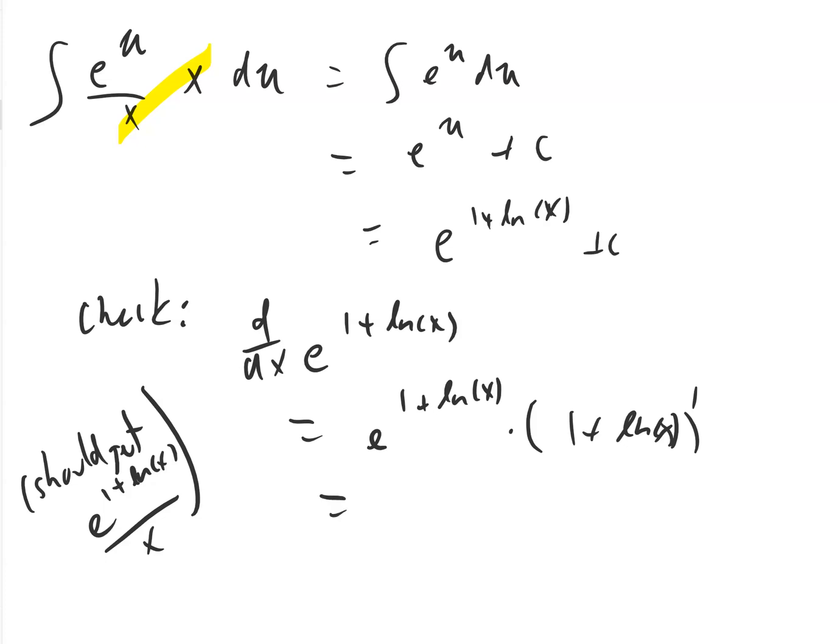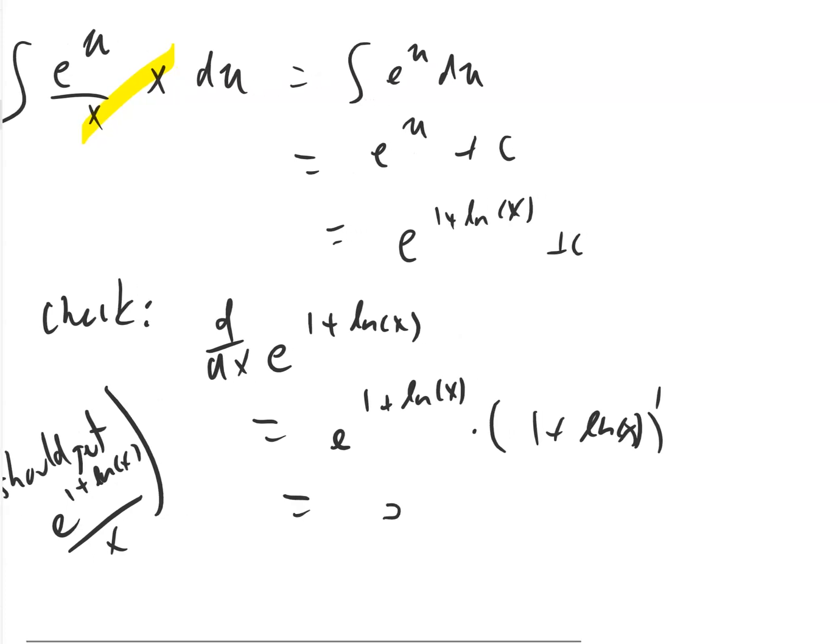All right, and what's the derivative of 1 plus natural log of x? This would be 0 plus 1 over x. So this is e to the 1 plus natural log of x times 1 over x, which is indeed the original function. One nice thing about integrating is that it's easy to check the solution by differentiating.